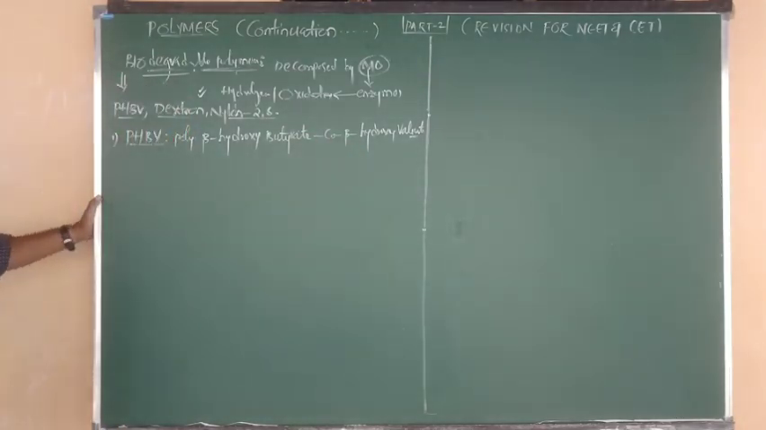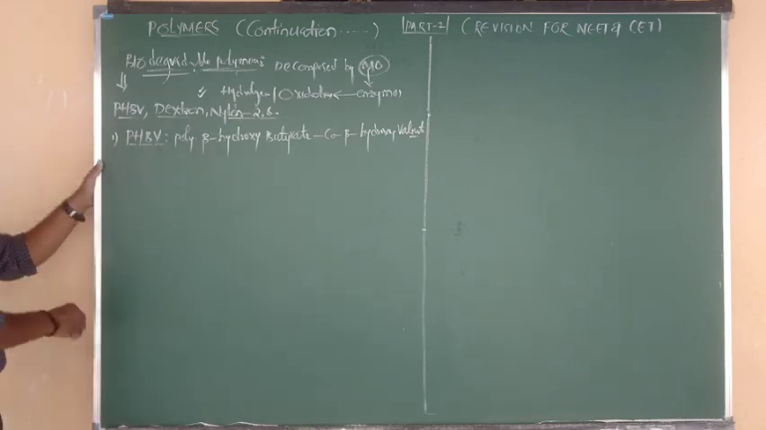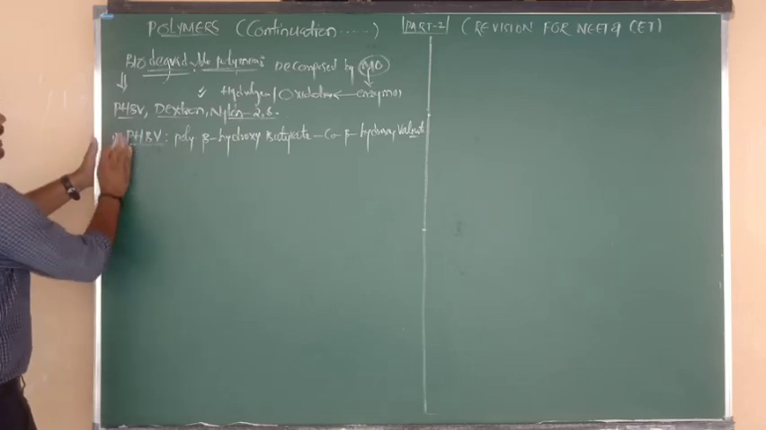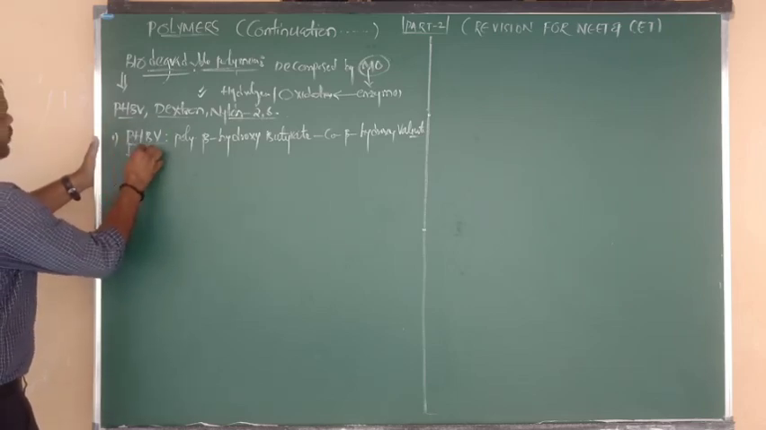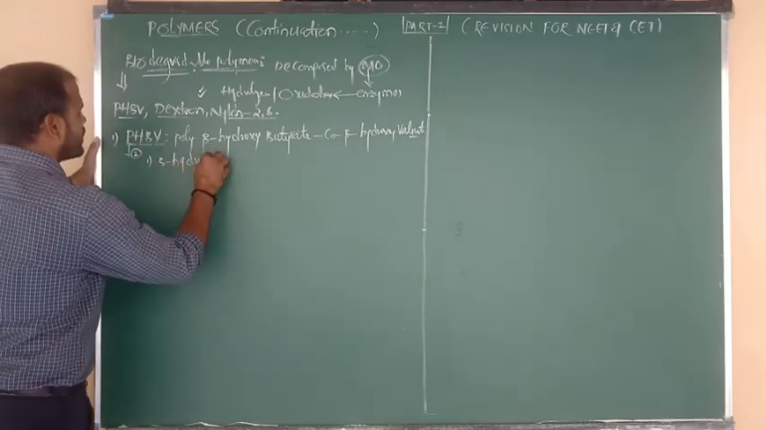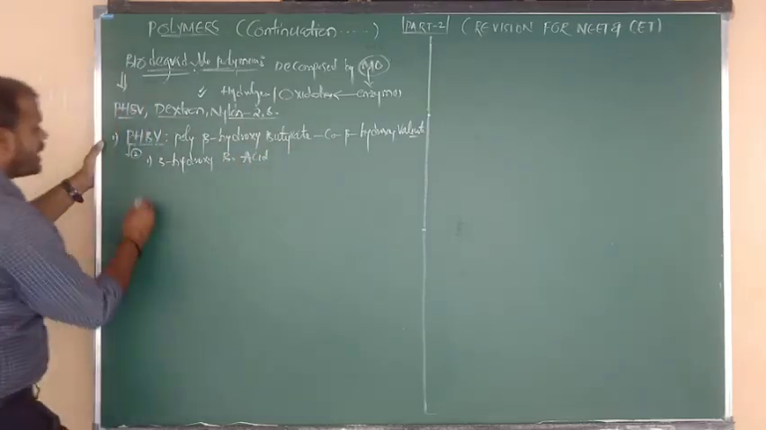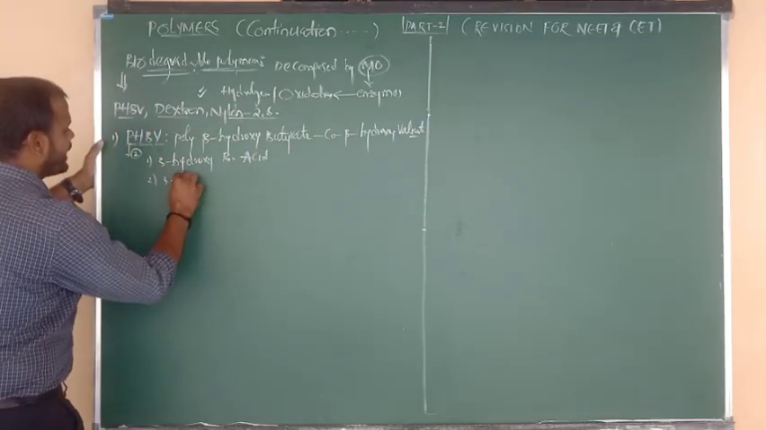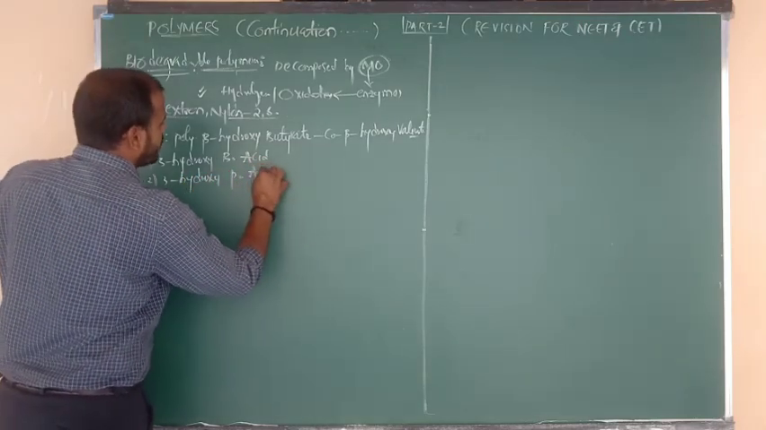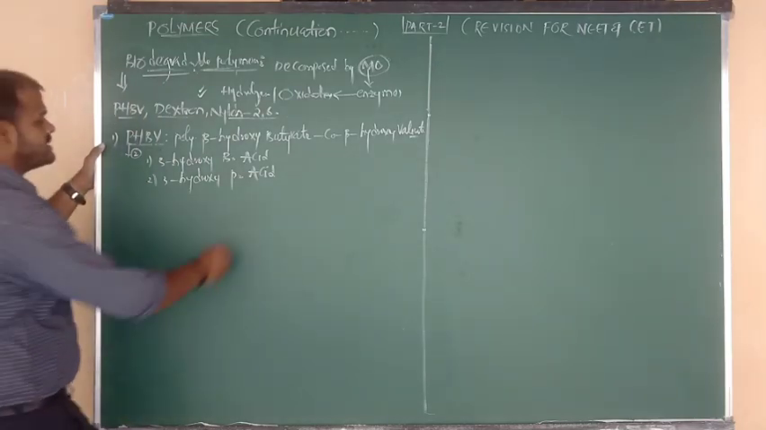Okay? Right. And PHBV contains two types of monomers. How many monomers? Two types of monomers. It contains mainly two monomers. Number one is 3-hydroxy butanoic acid, and one more is 3-hydroxy pentanoic acid. 3-hydroxy butanoic acid and 3-hydroxy pentanoic acid.